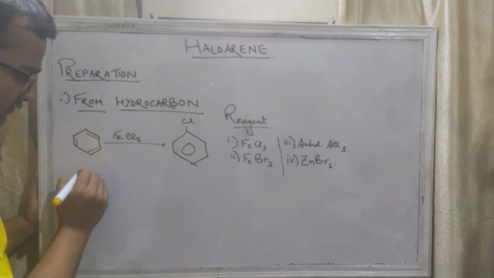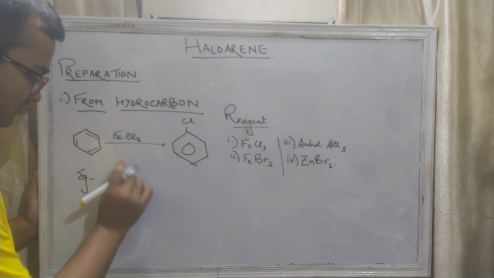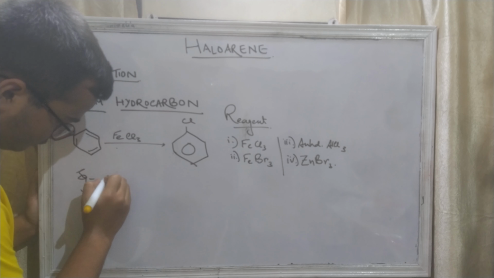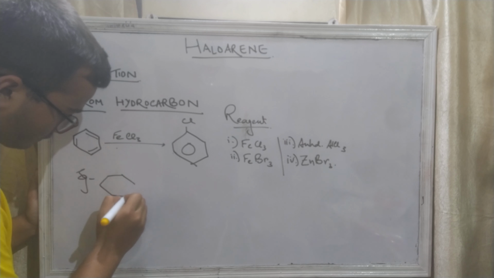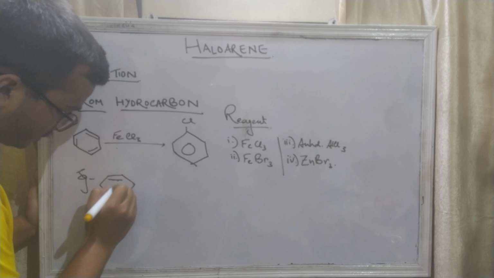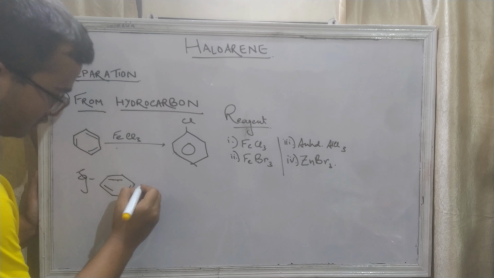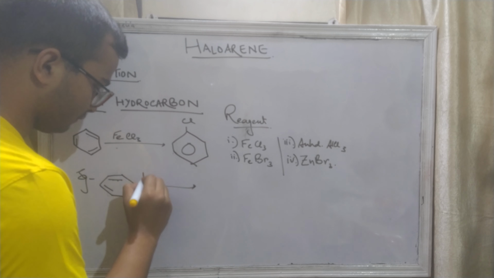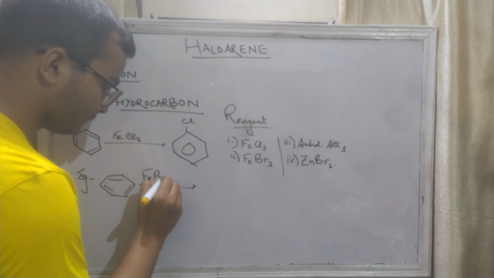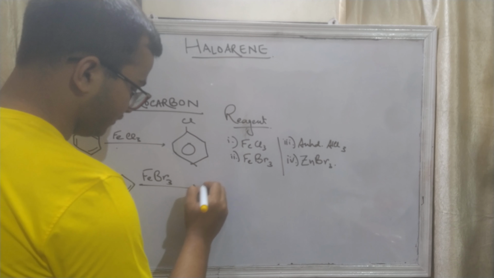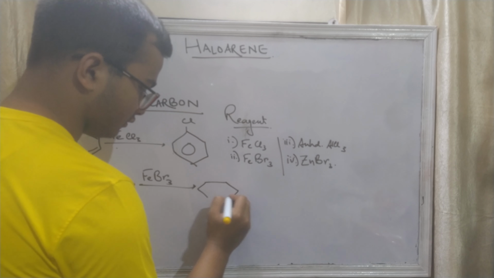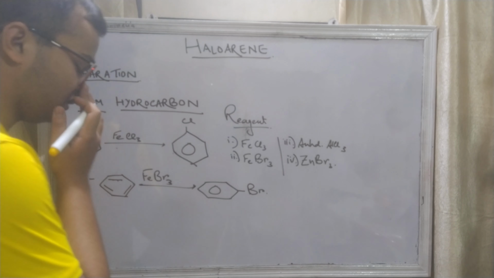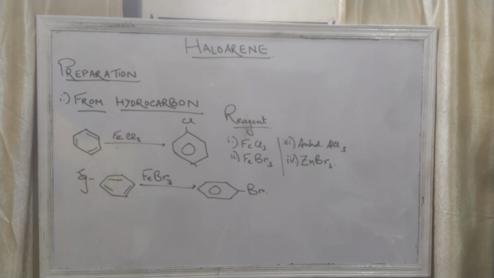Let's take another example of this category. For example, benzene ring. Okay, so this is the benzene ring. When I take FeBr3, okay, so obviously bromine will be added. Okay, so let's make the structure. This is the structure. So this is your from the hydrocarbon part of preparation.